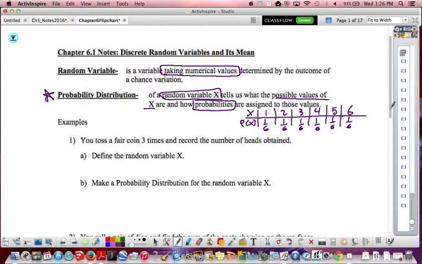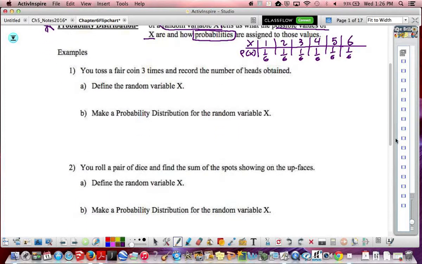So on the first one here it says, you toss a fair coin 3 times and record the number of heads obtained. So here it says define the random variable x. So x has to represent numerical values. X is going to equal the number of heads you get in 3 coin tosses.